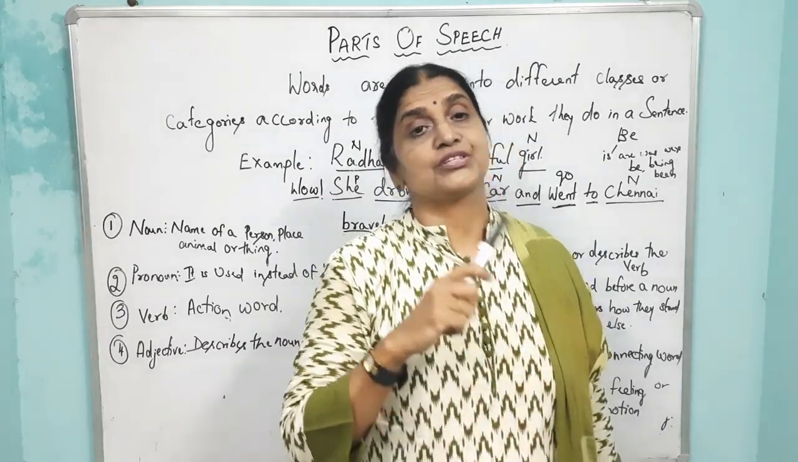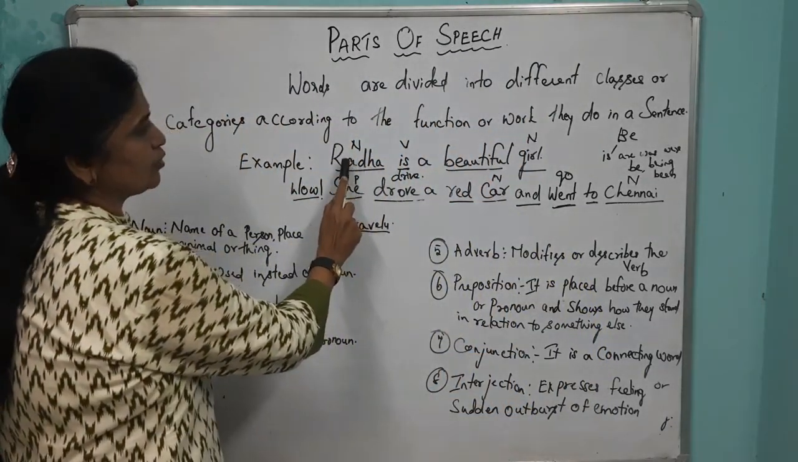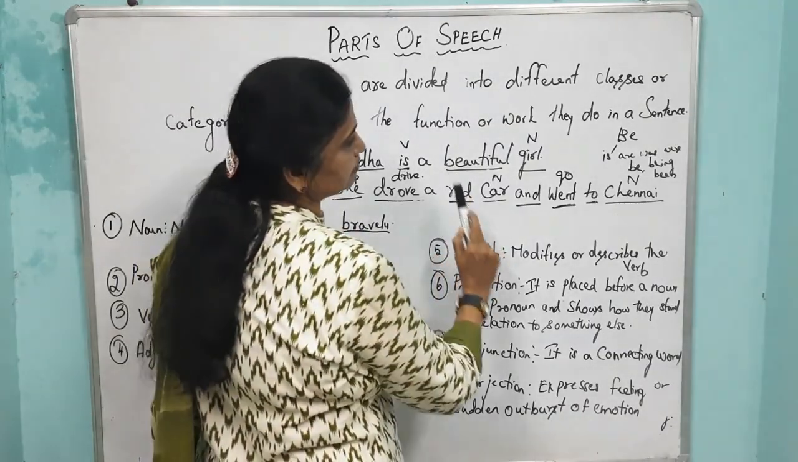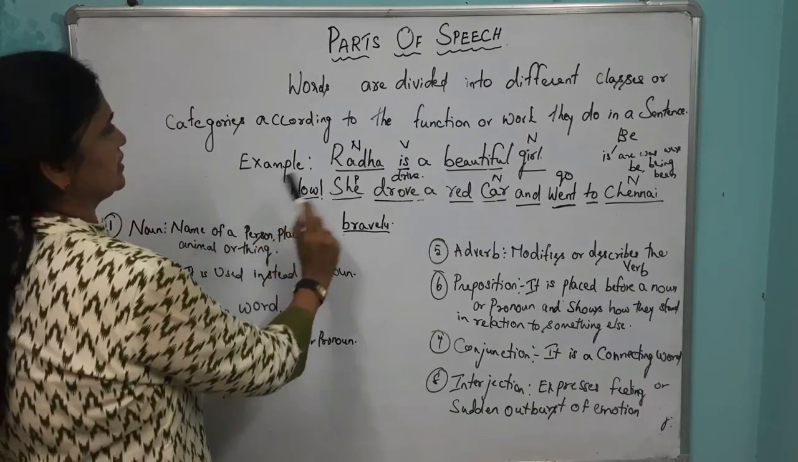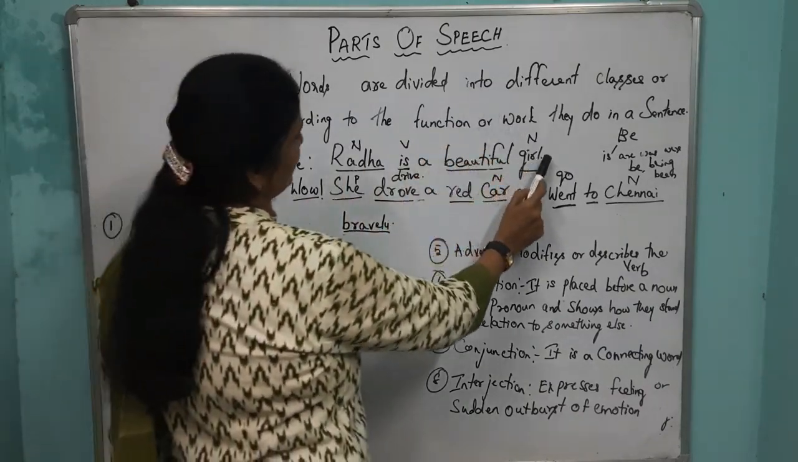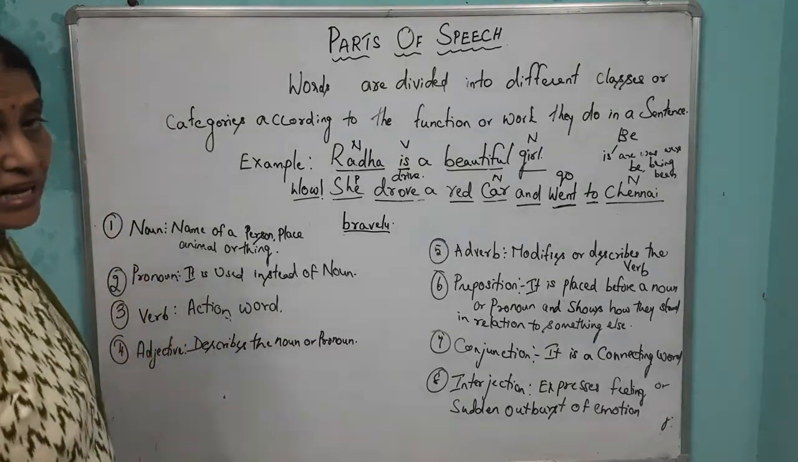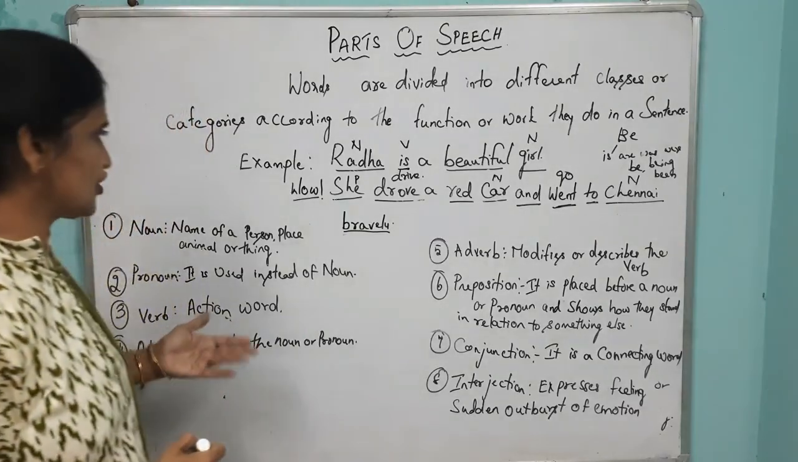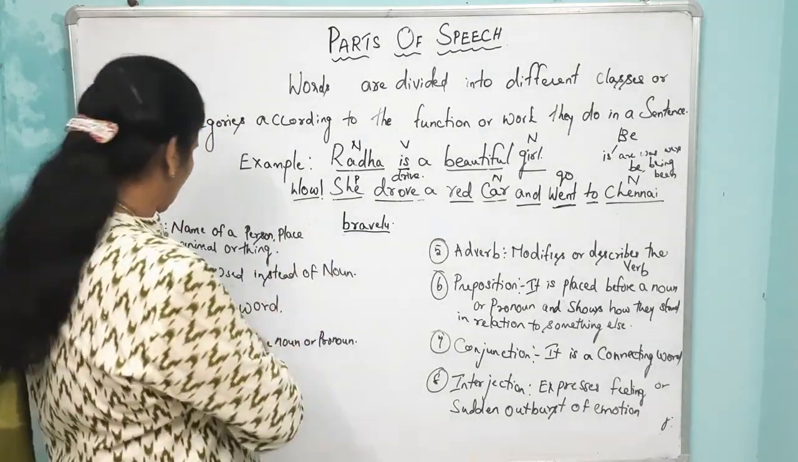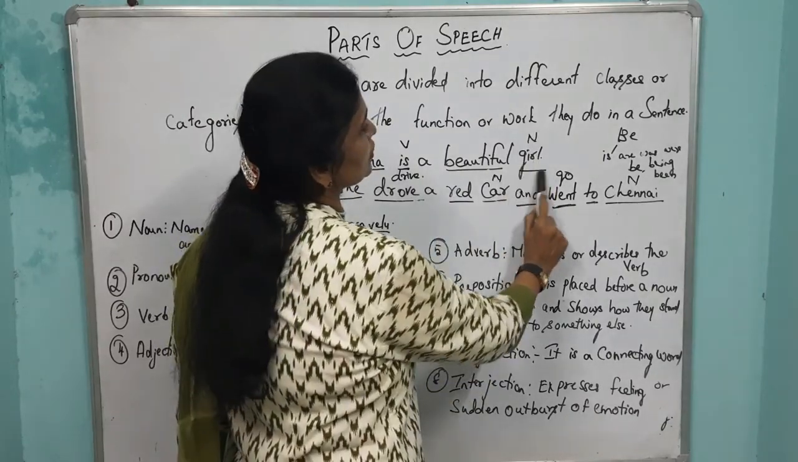An adjective describes or modifies the noun. Now you already know what nouns are. Radha is a noun, a car is a noun. Then there are two nouns. Yes, Radha is a noun, girl. Girl is also a noun. Now, an adjective describes a noun or pronoun. That's what the definition says. Now we'll see, first, what is a noun. Girl is also a noun.